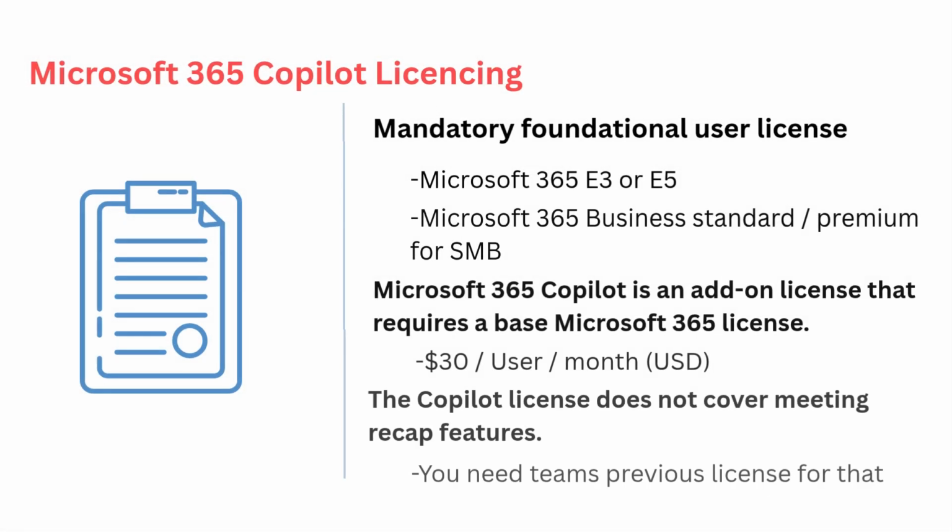2. Microsoft 365 Copilot Licensing. Base license requirement: you must already have one of the following: Microsoft 365 E3 or E5 Enterprise, Microsoft 365 Business Standard or Business Premium for SMBs. Add-on license: Microsoft 365 Copilot is not included in the base license. It requires a separate add-on license at $30 per user per month.